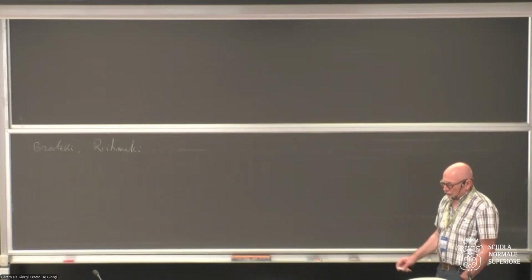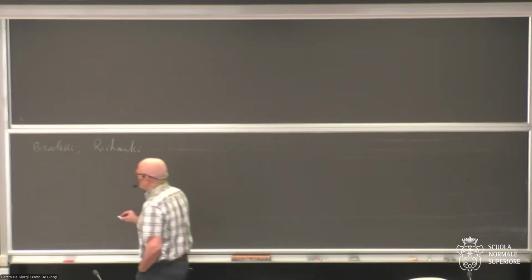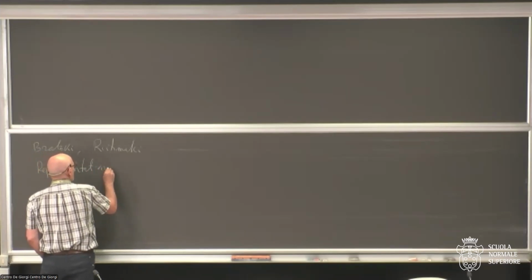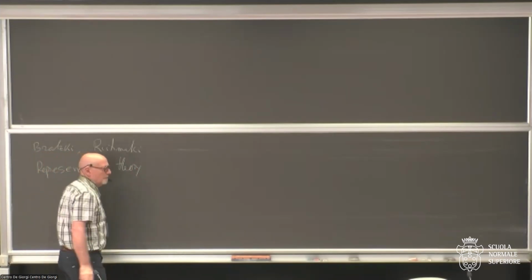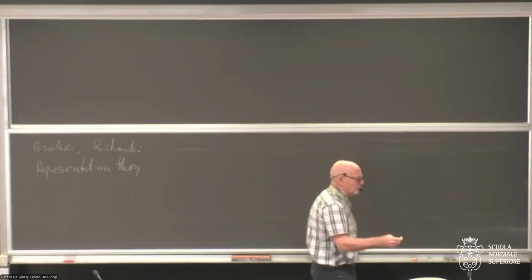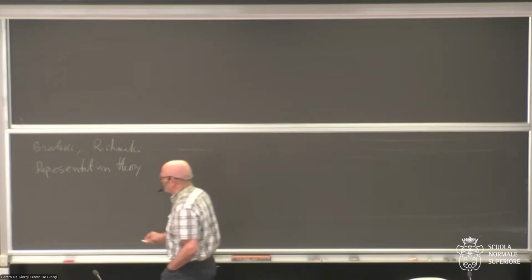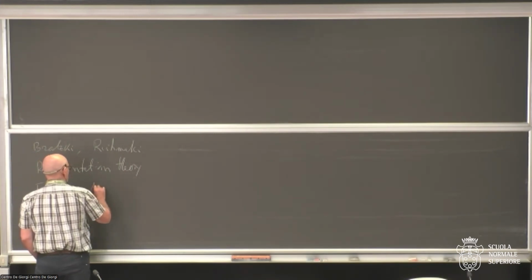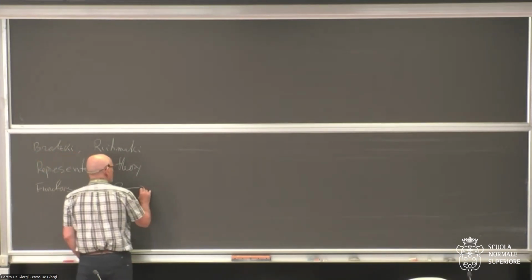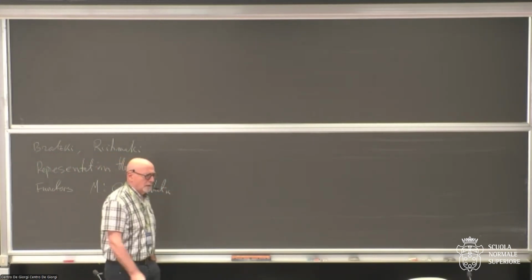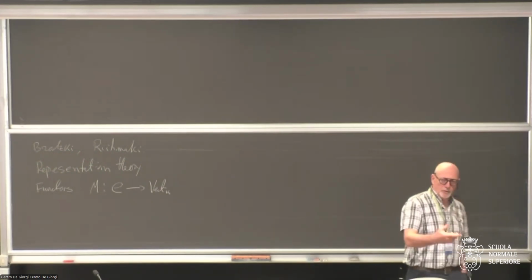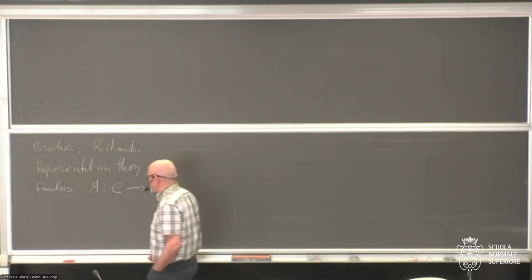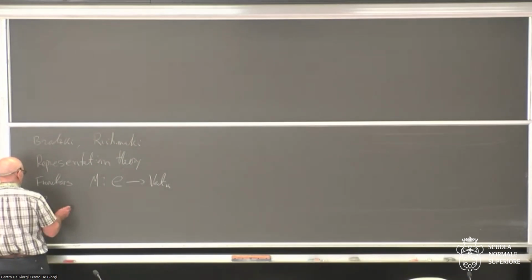So I want to start with talking about representation theory. In almost any kind of representation theory, you can understand it as basically the study of functors M from some small category C to vector spaces over some field K. The category C can be the category of a group, in which case you're talking about group representation theory. It can be any small category you want.